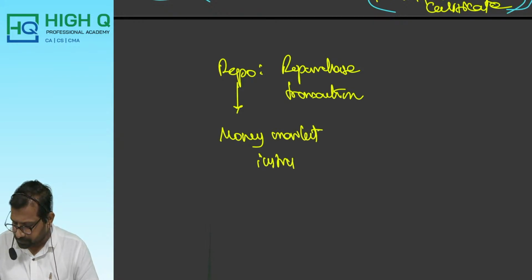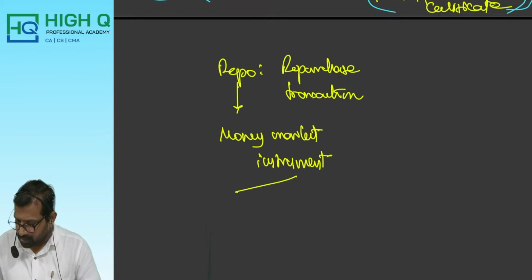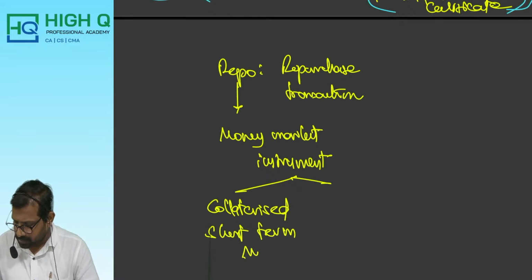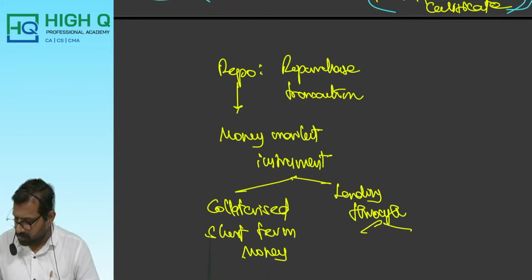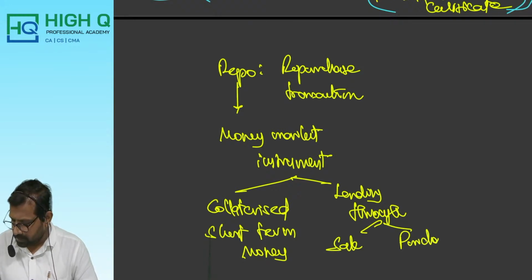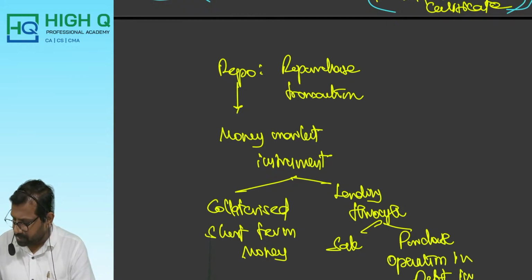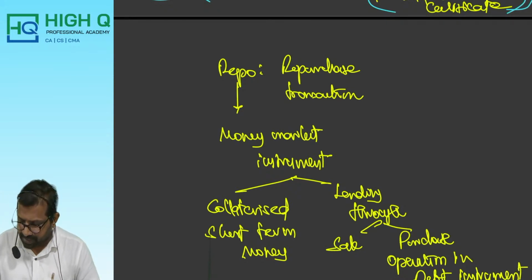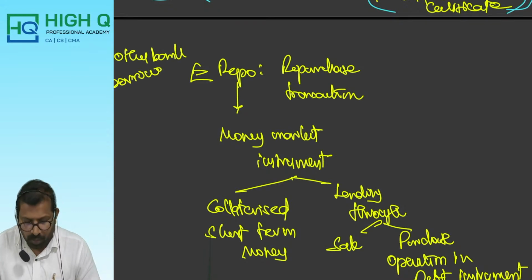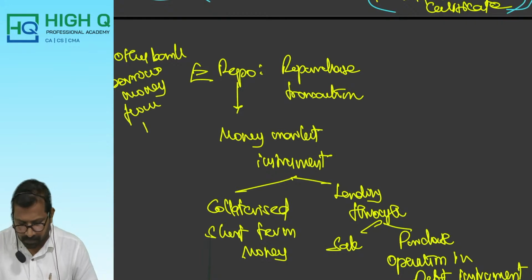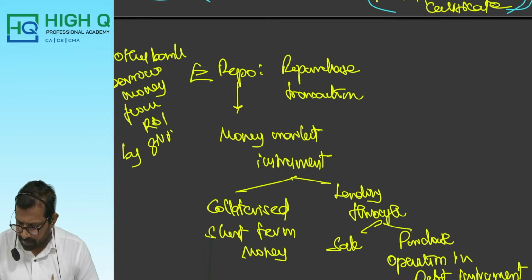Repo is a money market instrument: collateralized short-term money lending through sale and purchase operations in debt instruments. In a repo, other banks borrow money from RBI by giving securities to RBI.